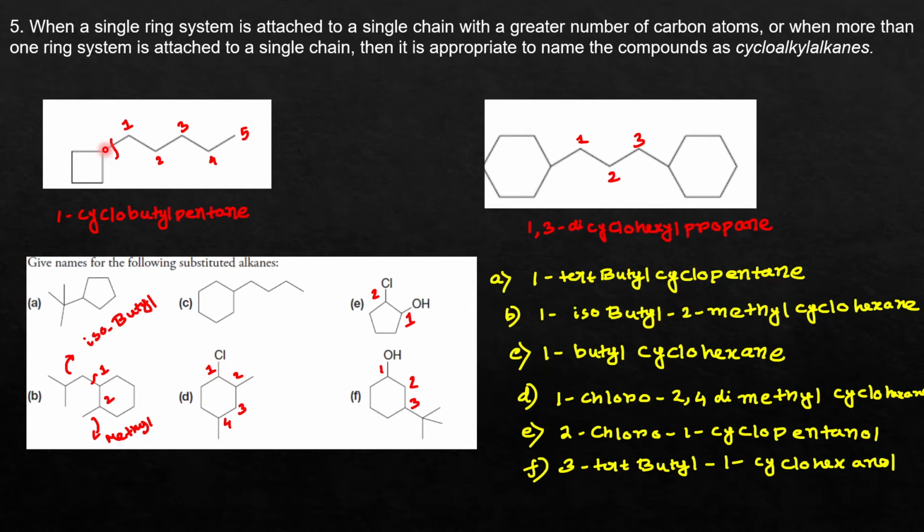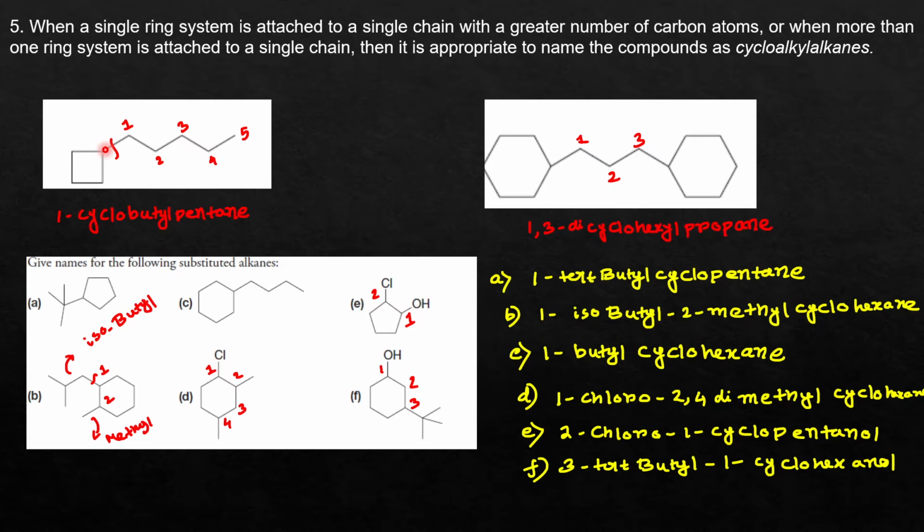In that case, rule number 5 says that when a single ring system is attached to a single chain with a greater number of carbon atoms, or when more than one ring system is attached to a single chain, then it is appropriate to name the compound as a cycloalkane. Although this single chain has more carbon atoms than the cyclic part, you still have to write it as cycloalkyl alkane. So you have to write the name of the compound like cycloalkyl alkane.